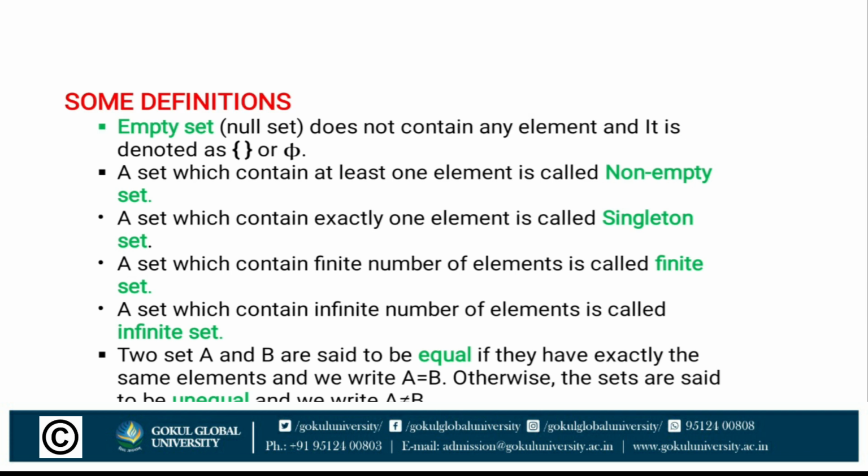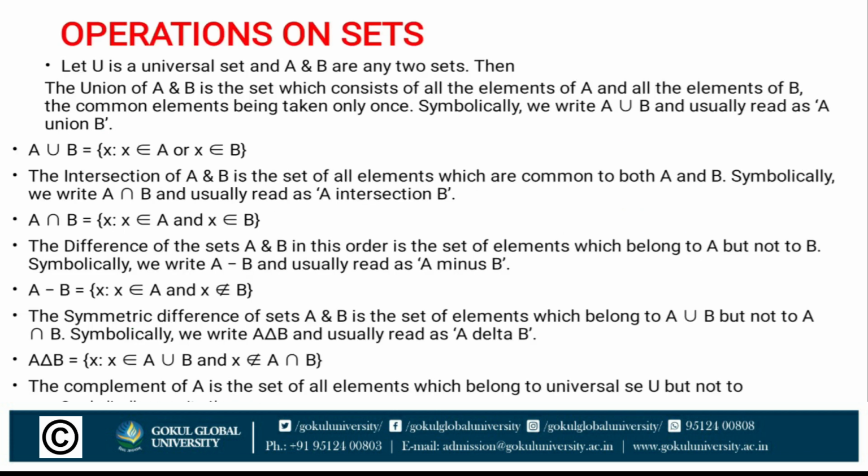Two sets A and B are called equal if they have exactly the same elements, and we write A is equal to B. Otherwise the sets are called unequal sets. We write A is not equal to B.